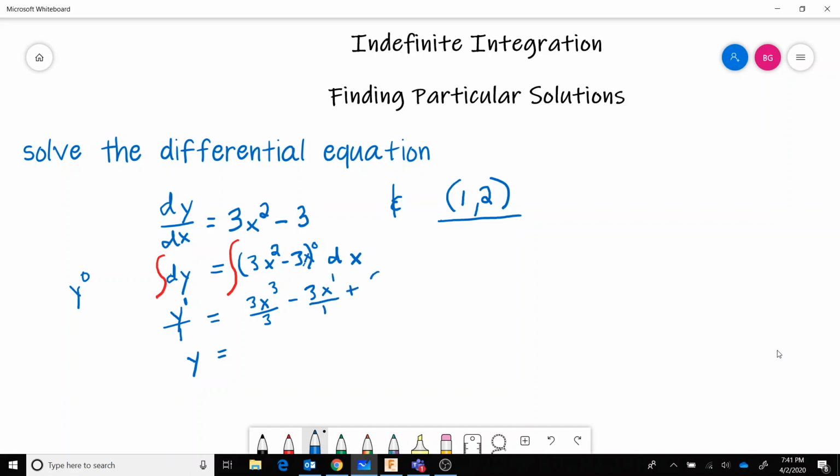And don't forget, I've got that C here. So this y to the first over 1 is y. 3 divided by 3 is really 1, so I've got x cubed. And then 3x, I would never write it that way, I just write it as 3x plus C. And so I have here a solution, but this is not a particular solution. C could be anything. So if I come over real quick, let's take a look.